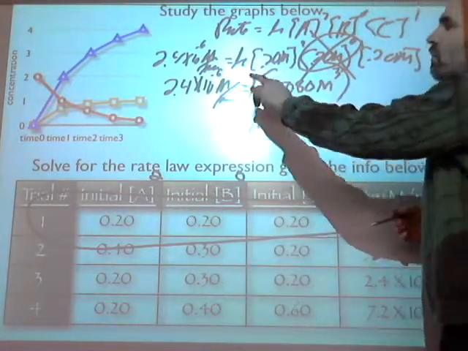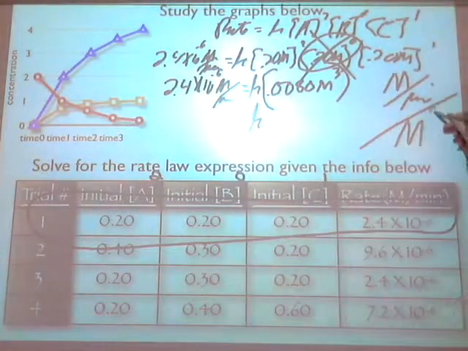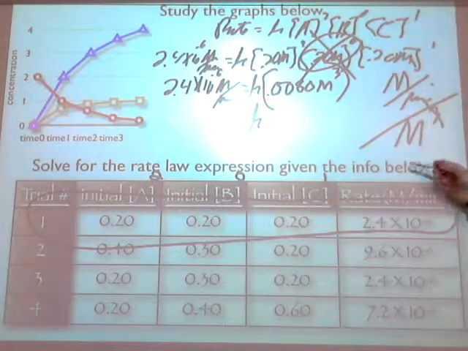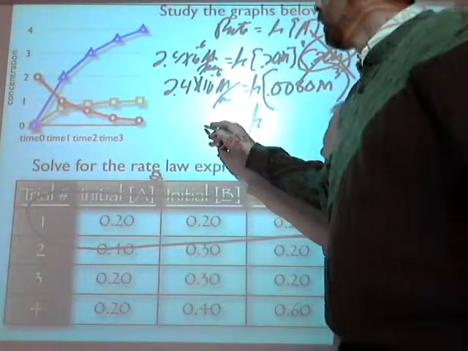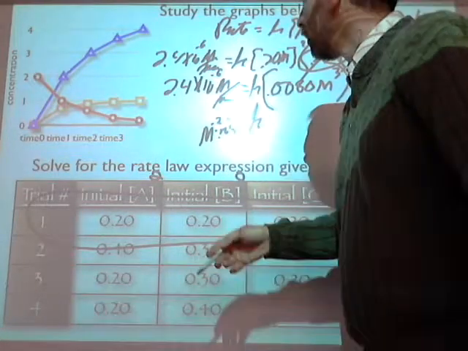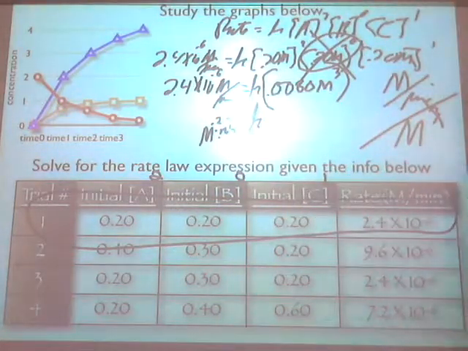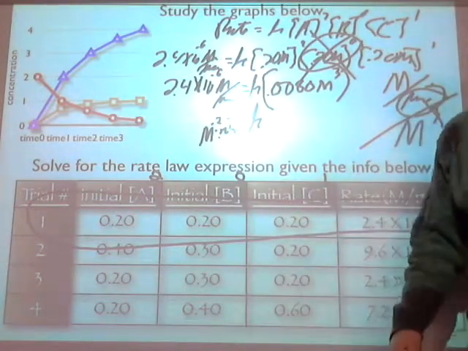When I divide it, I'm dividing molar per minute by molar cubed. Well, what's that going to give me? Molar to the negative second per minute, which would be basically, your units are going to be molar to the negative second, minute to the negative first. Or molar to the negative second. So anytime something's in the denominator, it's basically to the negative power.